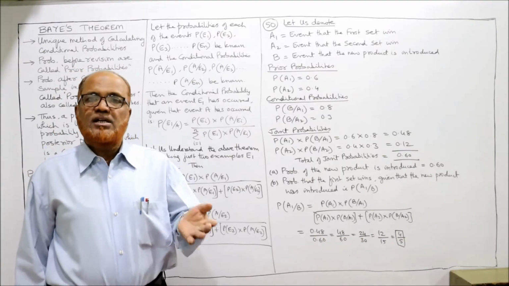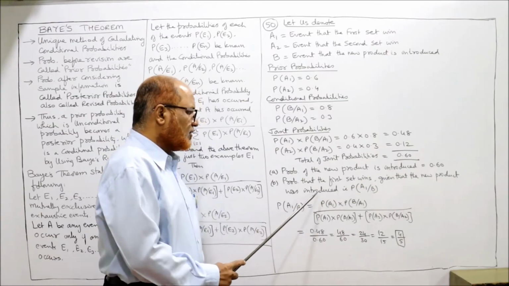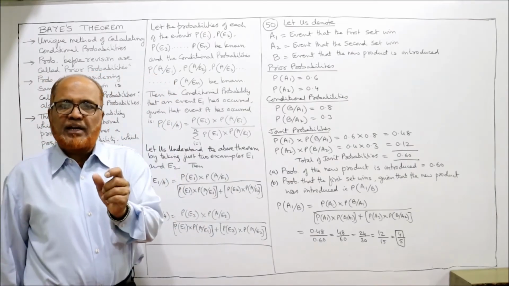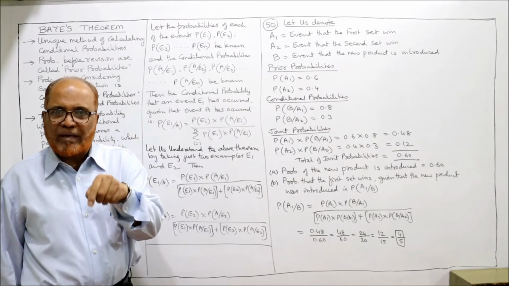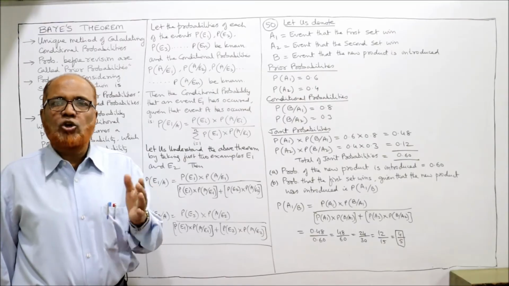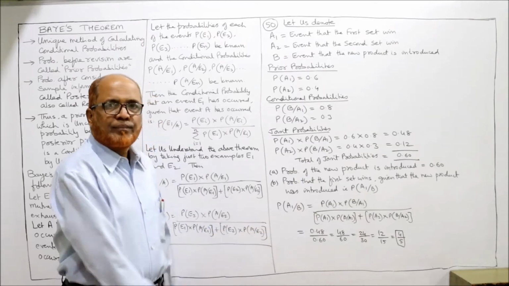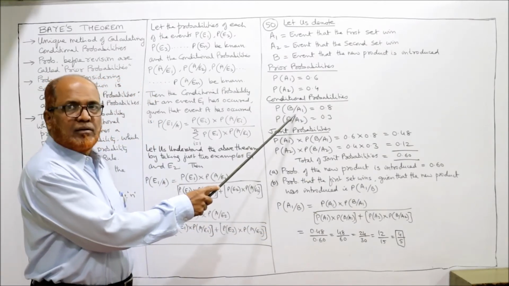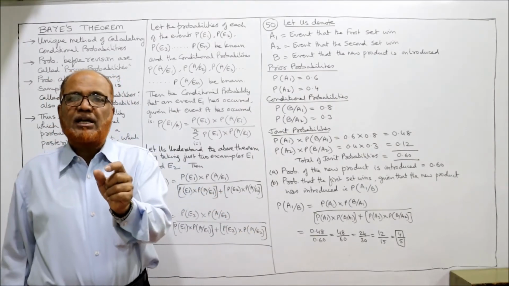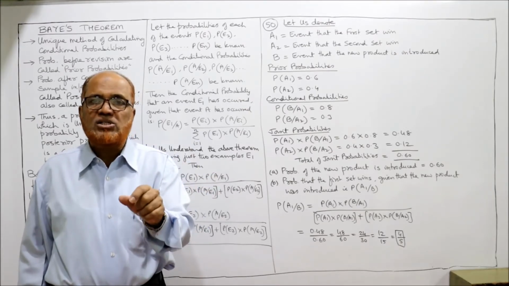First question completed. Second question: the probability that the first set wins given that the new product was introduced, that is P of A1 given B. What is the probability that the first set wins given that the new product is launched? That means P of A1 given B. We know P of B given A1, but what we need to find is P of A1 given B, the probability that the first set wins given that the new product is launched.